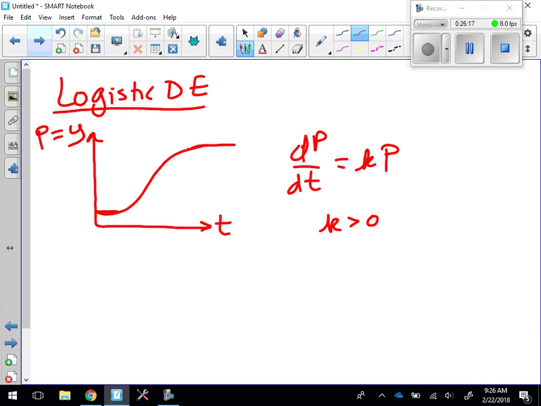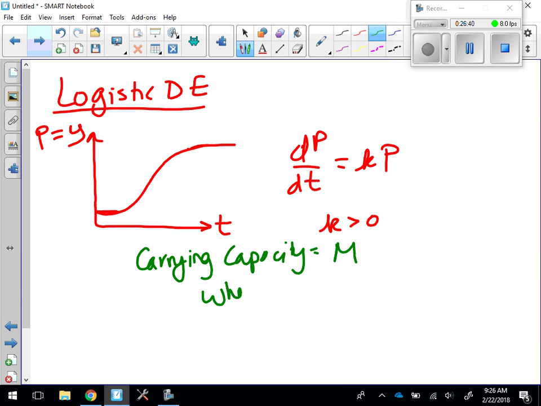Okay. So in real life, the population reaches what's called a carrying capacity, which is M. And that carrying capacity happens when dP/dt goes to 0, which is what we're talking about up here. When the growth levels off, there is in fact no more growth, or if there is, it's very, very, very small.